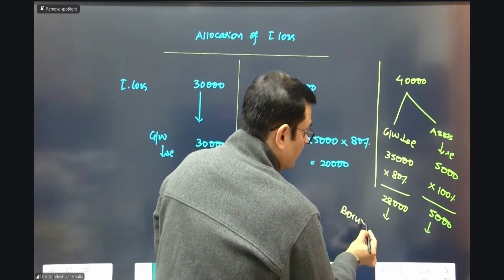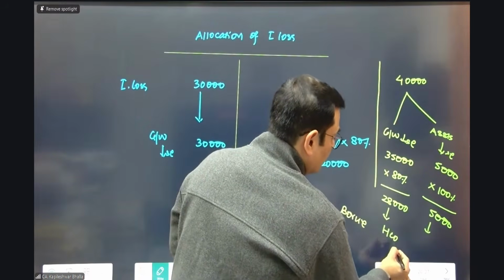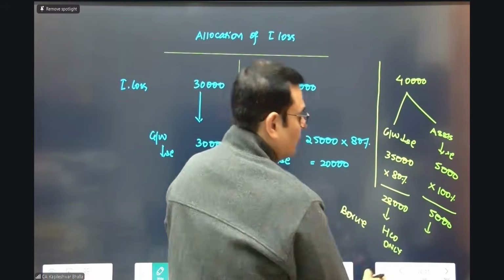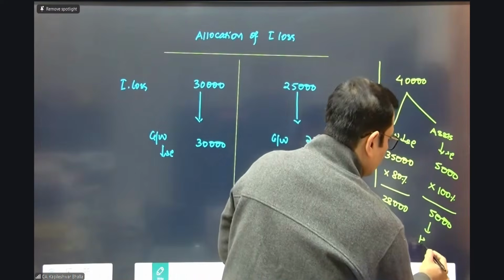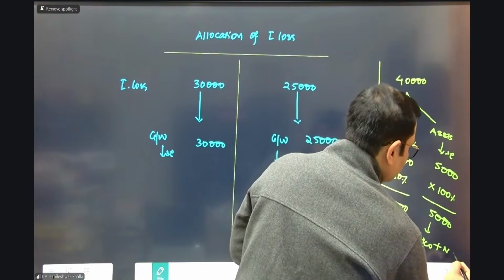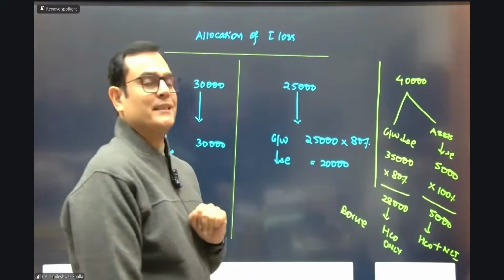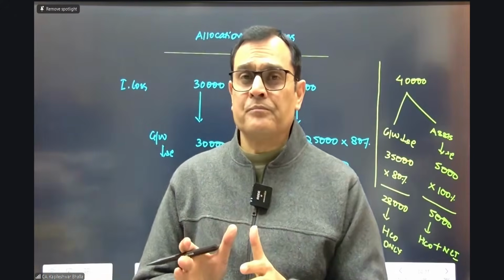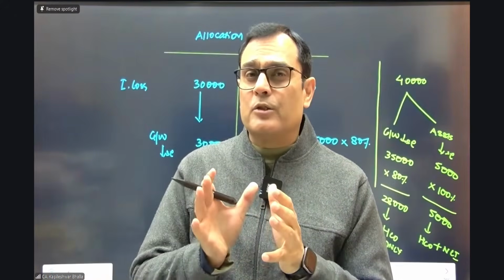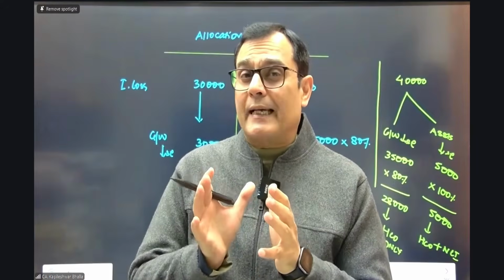So this goodwill impairment is borne by the holding company only, because NCI's goodwill is not appearing in the balance sheet. But the asset impairment is going to be borne by the holding company and the NCI both in the ratio of 80 and 20%. This is where people at times go wrong. So I'm just going to connect the dots once again to get this absolutely clear.